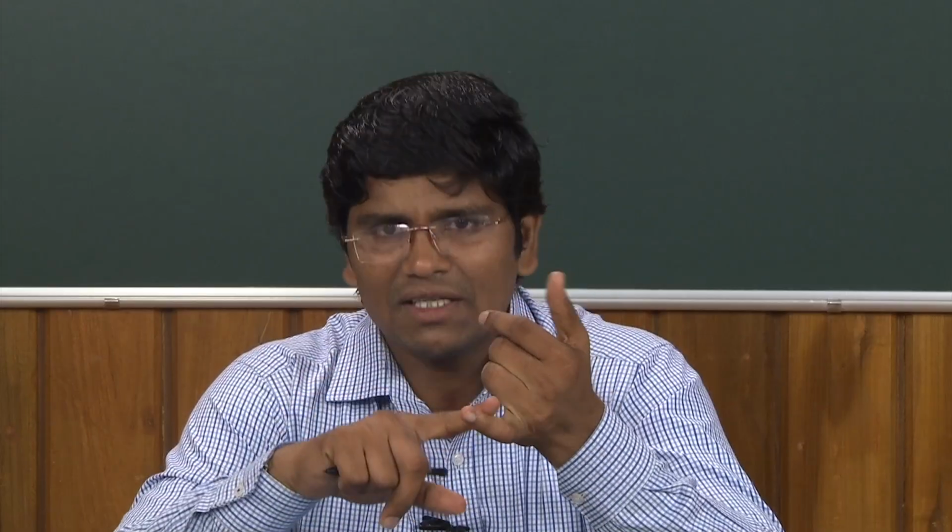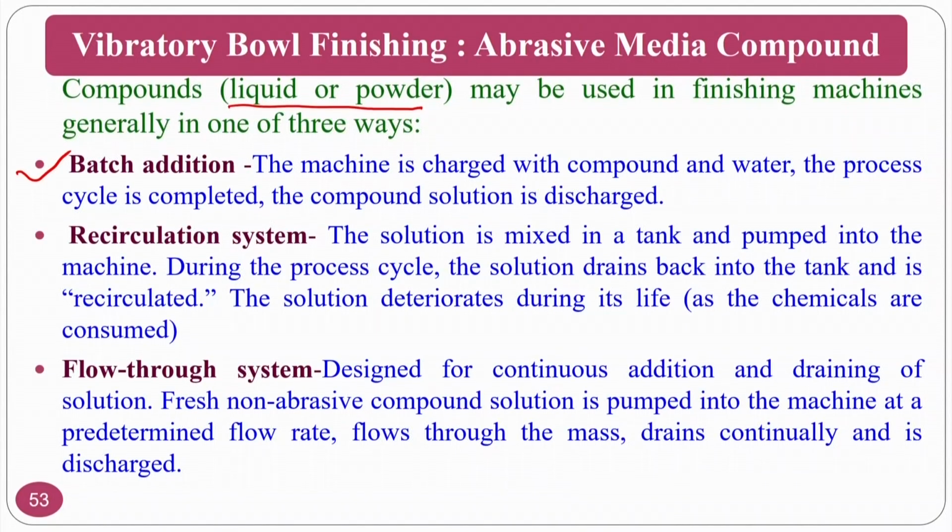Chips are there to be drained. At the same time, if I want to give some lubrication to the parts while doing the finishing operation, you can go by three methods. One is batch addition, compound or liquid. Along with the liquid you can add, assume that I have a mineral oil along with the water. If I want to add it after 1 hour or something, that is called batch. And a recirculation system you can use. Continuously you pump this liquid and continuously recirculate it by using the filter system. At the same time, flow through the system, that is, continuously you add and you dispense it.